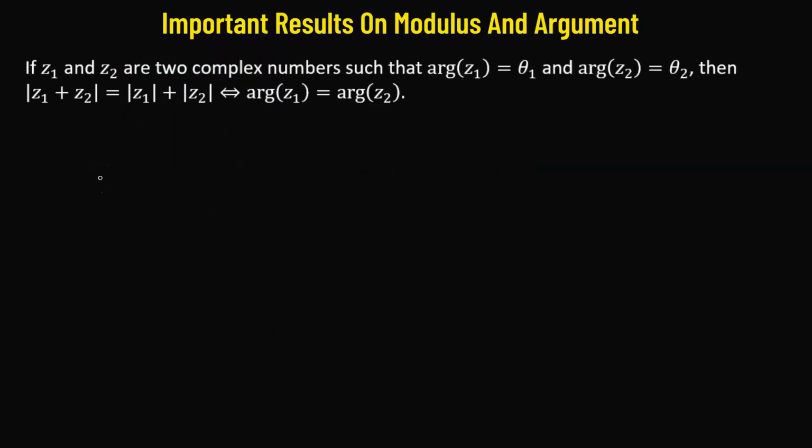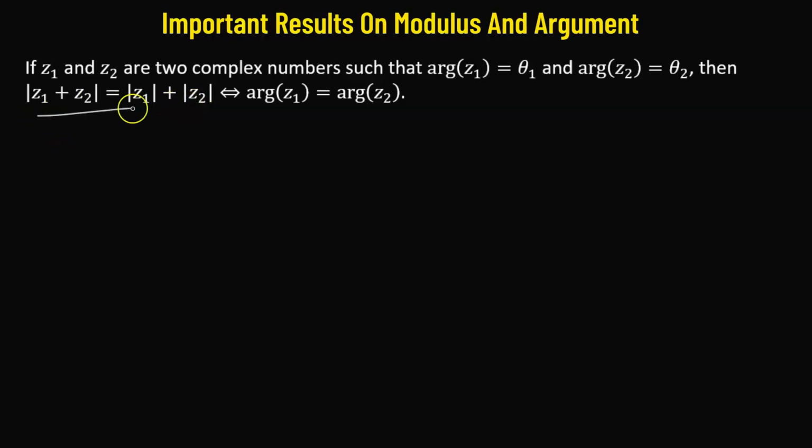This time we have to show that argument of z1 is equal to argument of z2 whenever the absolute value of the sum of the two complex numbers z1 and z2 is equal to absolute value of z1 plus absolute value of z2.